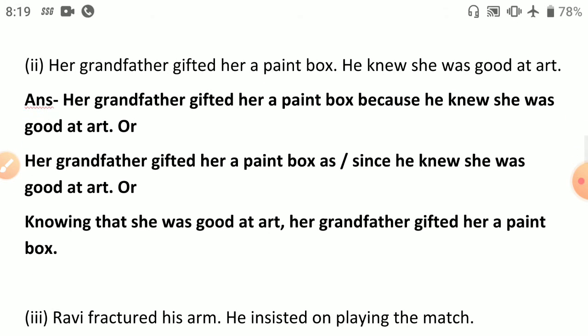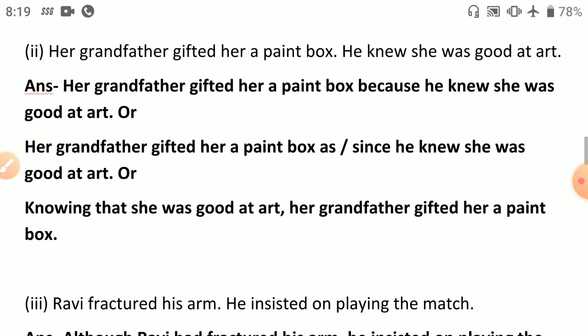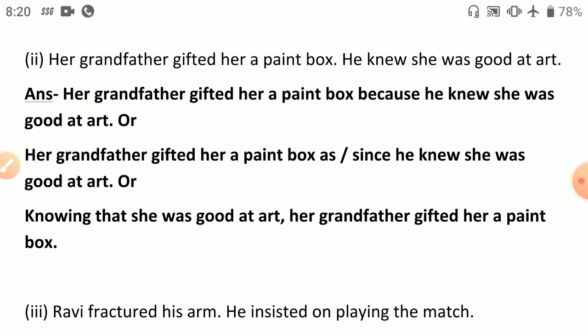Next sentence, her grandfather gifted her a paint box. He knew she was good at it. So here is a cause effect. So why was she gifted a paint box? Because she was good at art. So here is a cause effect we have to see. So her grandfather gifted her a paint box because he knew she was good at art.